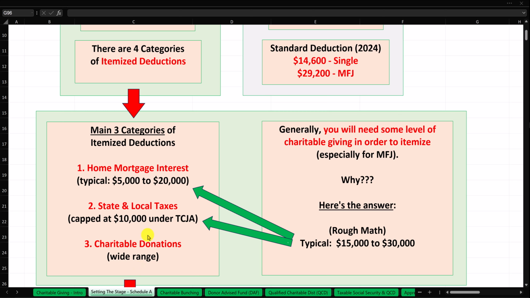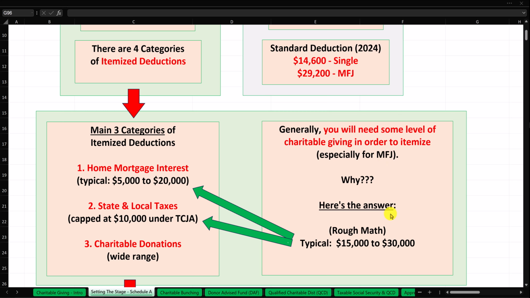It just depends on each person's financial situation and their giving goals. Okay, now generally you will need some level of charitable giving in order to itemize, and this is especially true for married filing joint. Now, why is that?